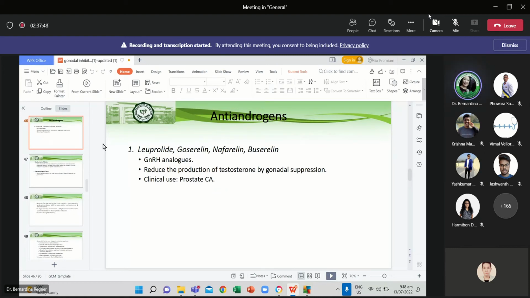Okay, so what are examples of anti-androgens? You have leuprolide, goserelin, nafarelin, buserelin. These are your anti-androgens. These are gonadotropin-releasing hormone analogs. They reduce the production of testosterone by gonadal suppression. Clinical use of leuprolide, goserelin, nafarelin, and buserelin is in prostatic cancer.